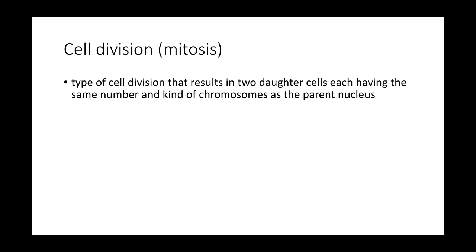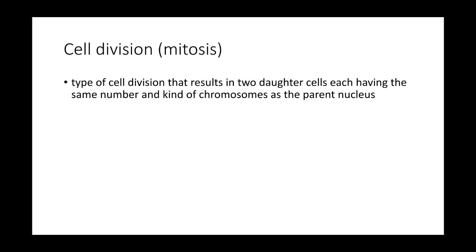So, for example, you started with four chromosomes. Okay, that's the diploid. You'll end up with two cells with four chromosomes each. Okay? And then, for cell division, specifically for mitosis, the type of cells that go through this type of cell division are your body cells or your somatic cells. Meiosis is for the sex cells like gametes, your sperm cell and your egg cell.